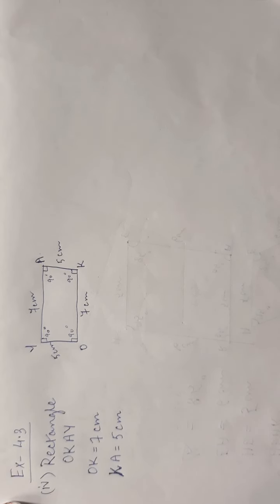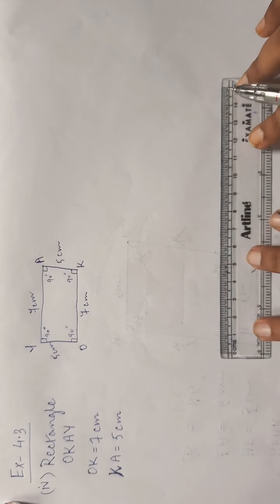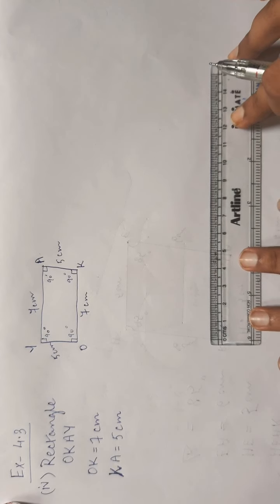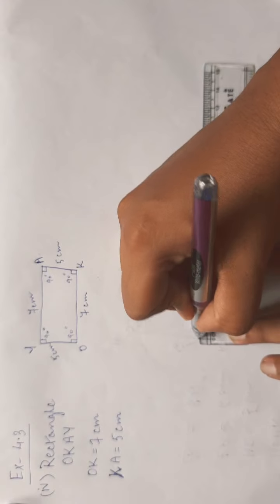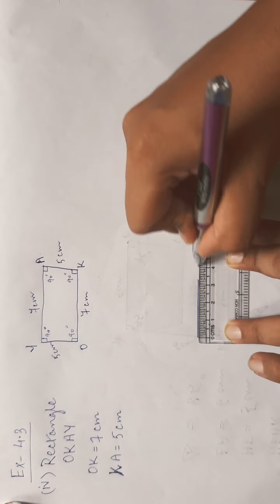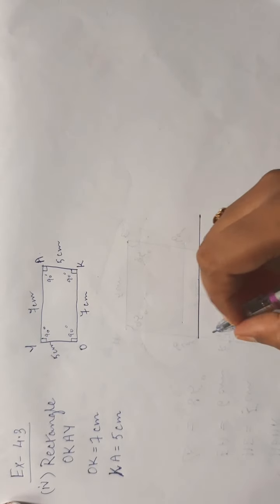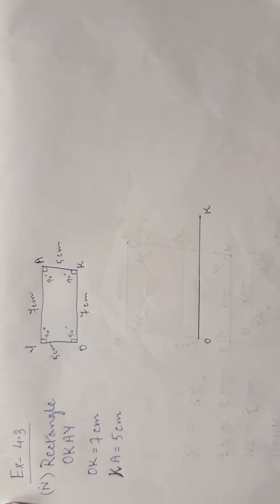So children, first we will draw the side OK, which is 7 centimeter. Let us draw OK, which is 7 centimeter. From here we will draw till this is 7 centimeter, so we will draw like this. Okay, 7 centimeter we have drawn. So let us name it OK.